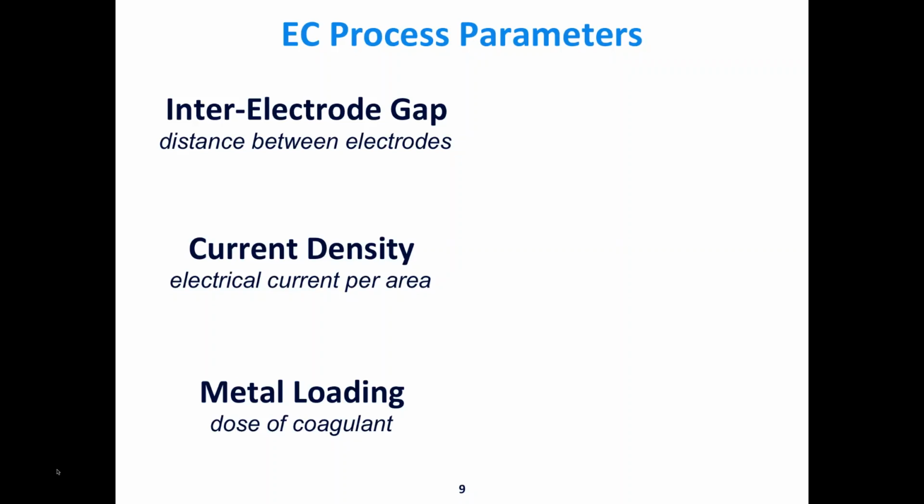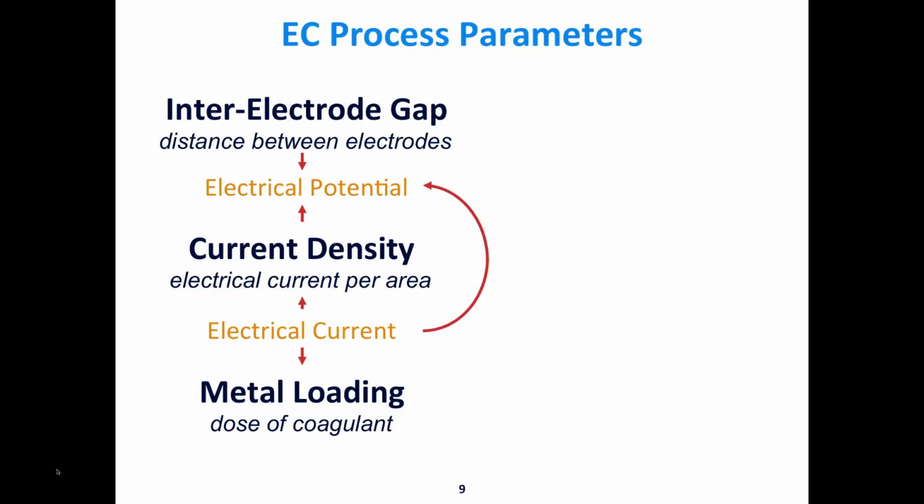This slide's really just to outline how it can get pretty complicated pretty quickly. As we change the current that we're providing the system, our current density is going to change and our metal loading is going to change. As current density changes and as the inter-electrode gap changes, we know that the electrical potential of the system is going to change just based on increased resistance. And also because of Ohm's law, we know that as current changes, potential is going to change.